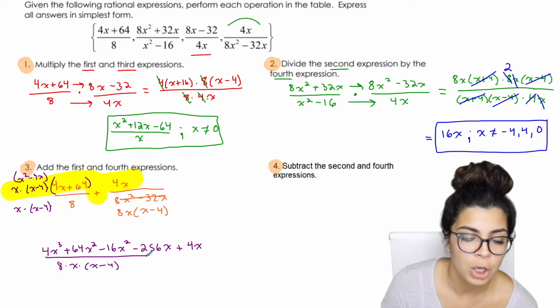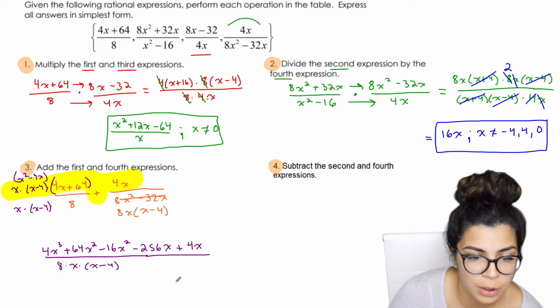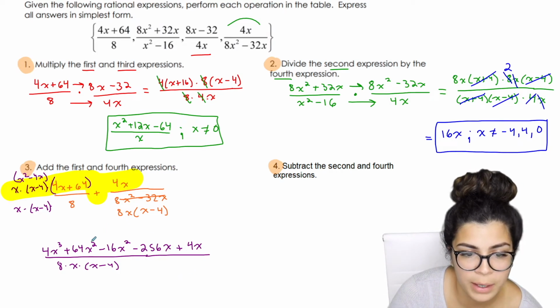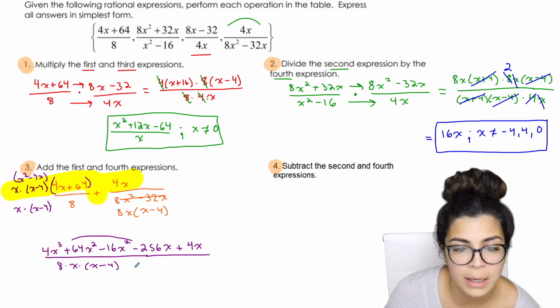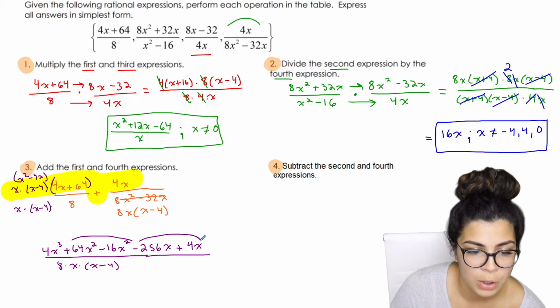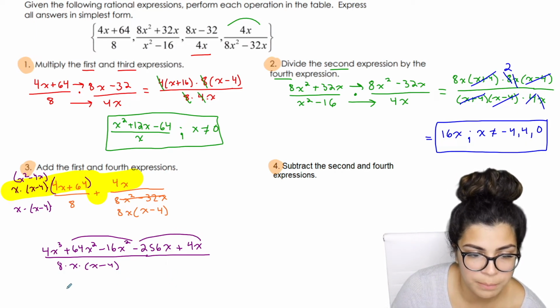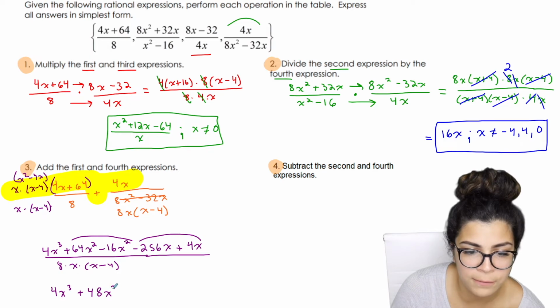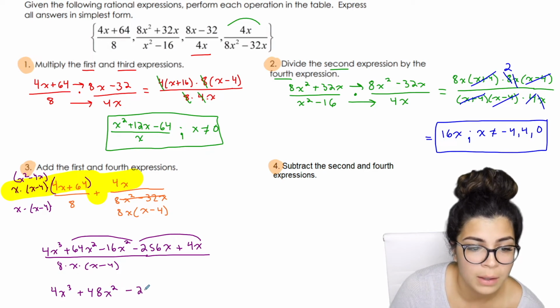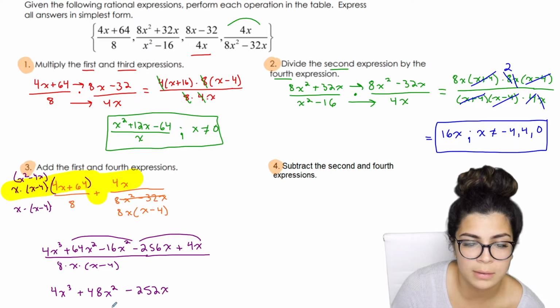Okay. So now let's go ahead and combine like terms. We can combine 64x squared minus 16x squared, and we can combine negative 256x plus 4x. So that gives us 4x cubed plus 48x squared minus 252x. The denominator, of course, is still the same.